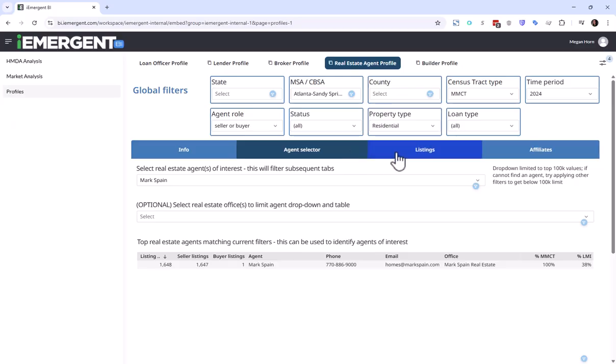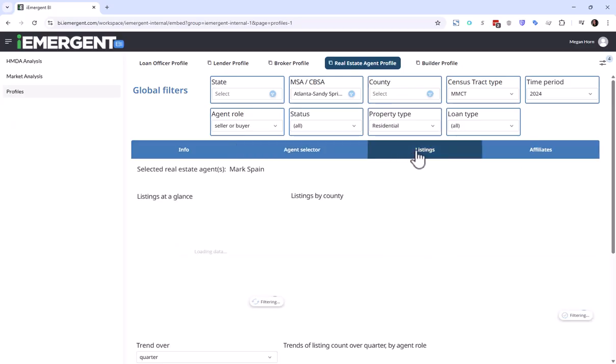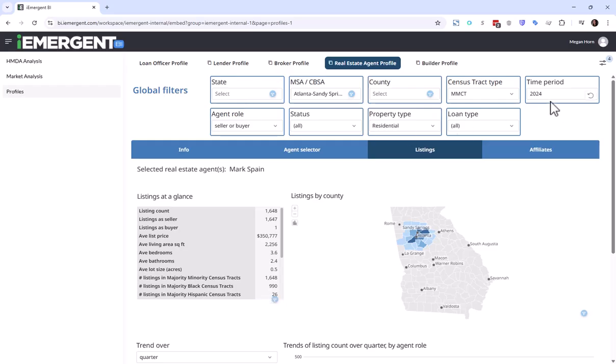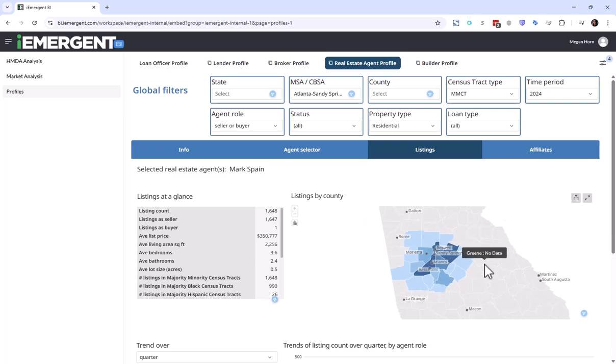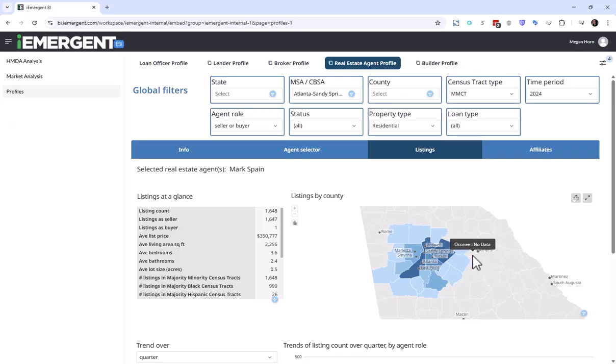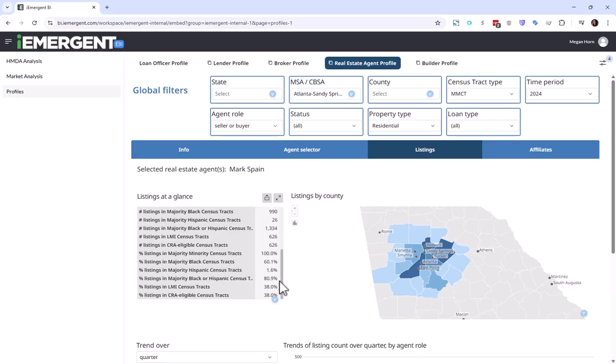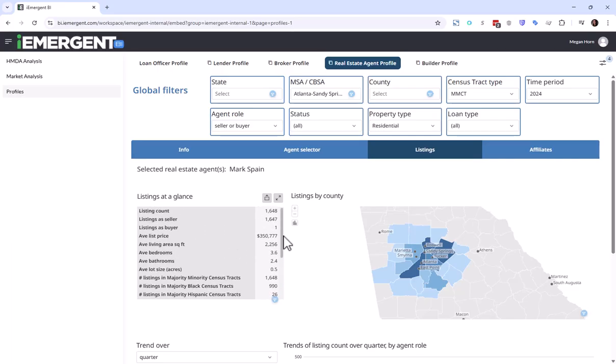But of course, some real estate agents work with all sorts of different partners, and so we can filter that down. So next, we're going to go into listings, and this area will keep the filters that we applied up here, which we can now change now that we're zoomed in here on Mark. So we can see the Atlanta area. We can see a little heat map by county, and hover over, see what his numbers were in each one. We can see total numbers, average list price, MMCT breakdowns, some other facts and figures here. And remember, we are just looking at MMCT right now, so this is his specifically MMCT performance.